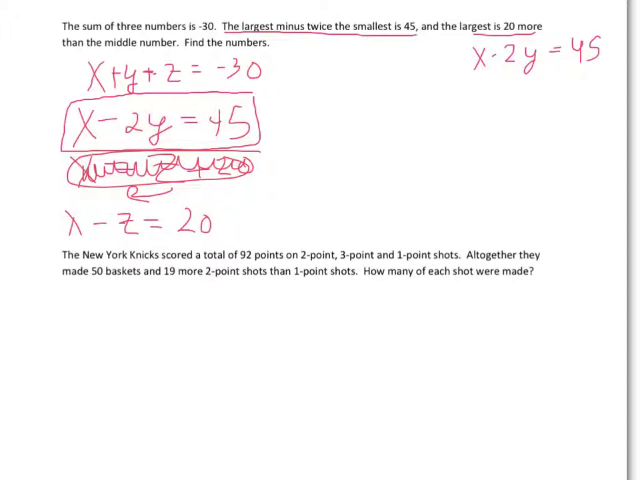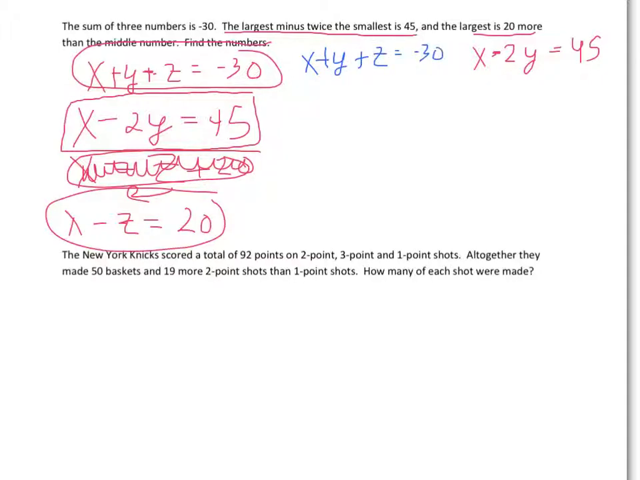Now, over here, we have something with just X's and Y's. So what we need to do is use this first equation and this third equation to get rid of the Z's. Well, good news, if we add them together, we're going to get rid of those Z's. So let's do some blue. So if we have X plus Y plus Z equals negative 30, we have X minus Z equals 20. Add these up, we get 2X plus Y equals negative 10. Okay?